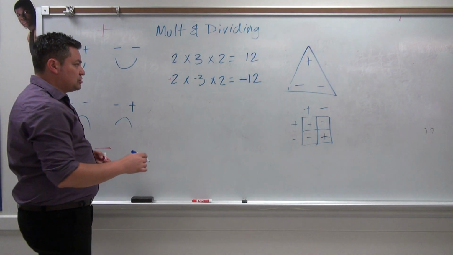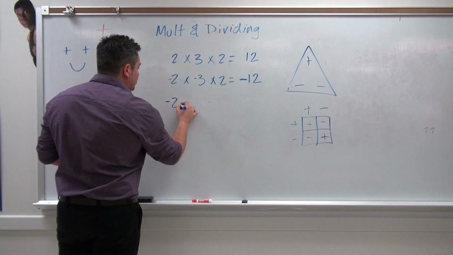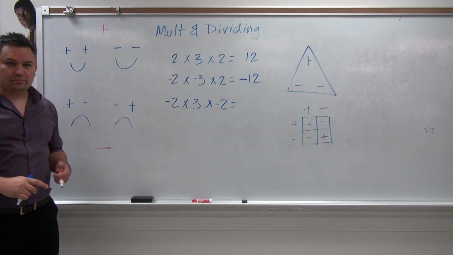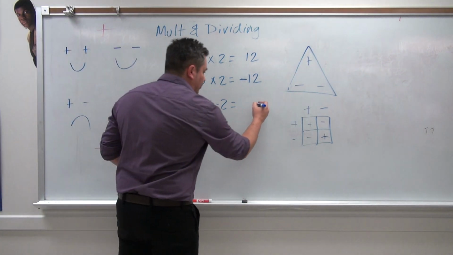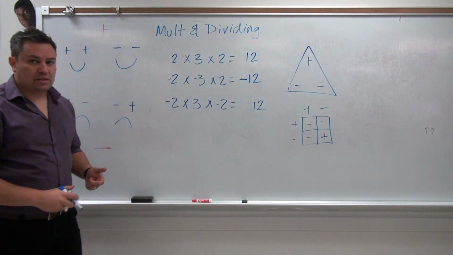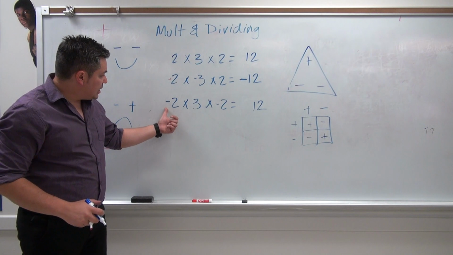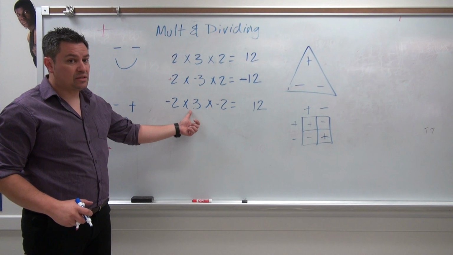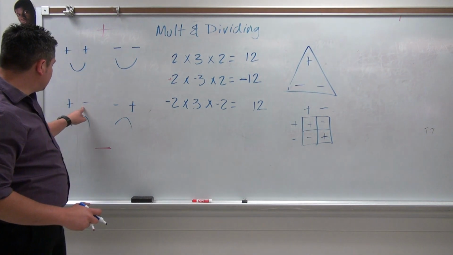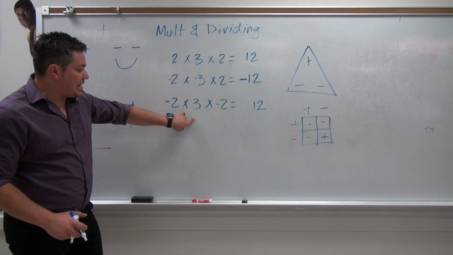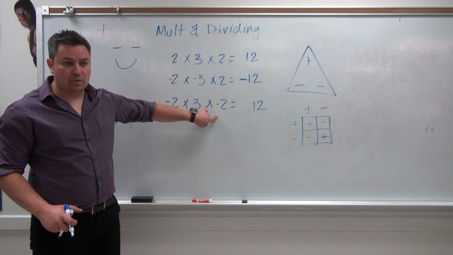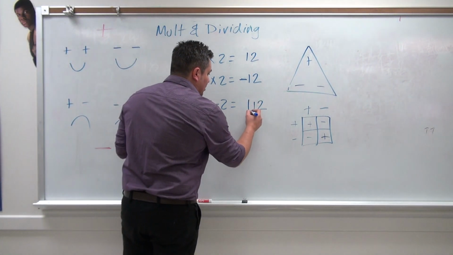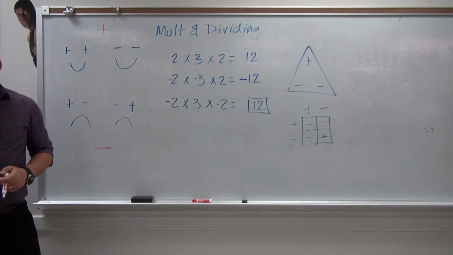Now, let's use the same numbers, different signs. I'm going to have negative 2 times 3 times negative 2. Let's see what we get. The number is going to be 12 again, because I didn't change the numbers. So now let's look at the signs. We have negative times a positive, which is negative. So negative 6 times a negative 2. Now, two negatives make a positive. So my answer stays positive. So you go back and forth.